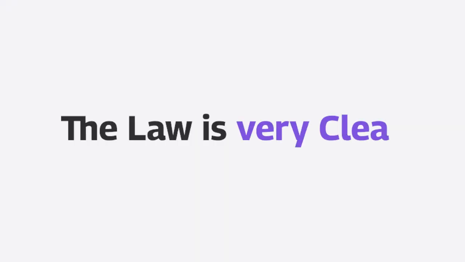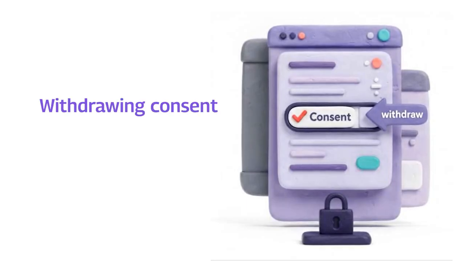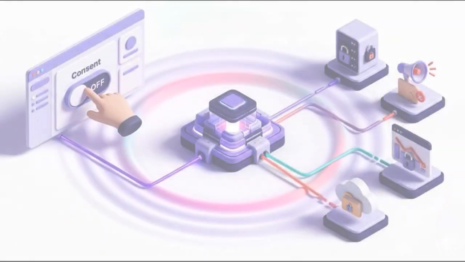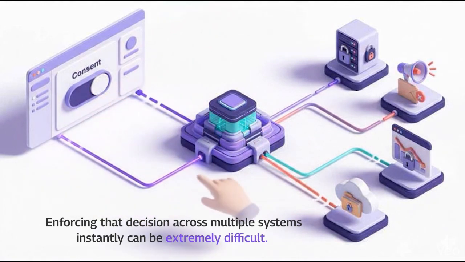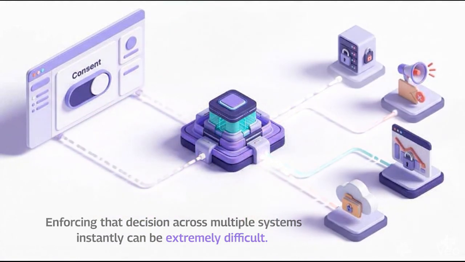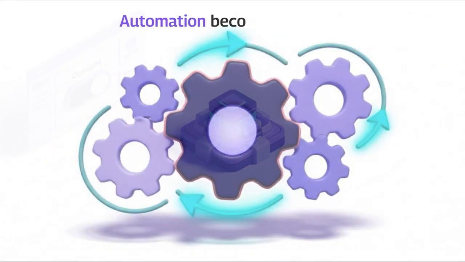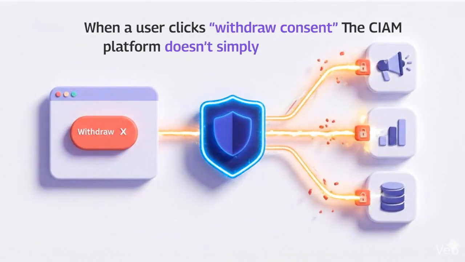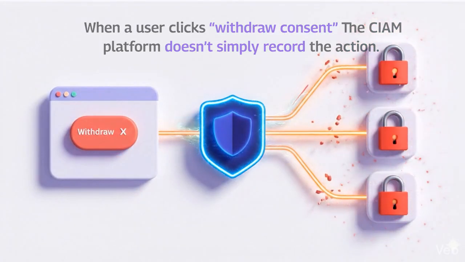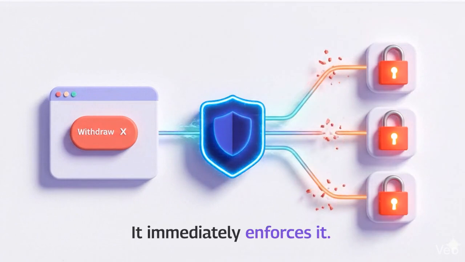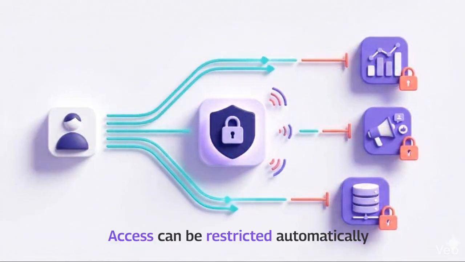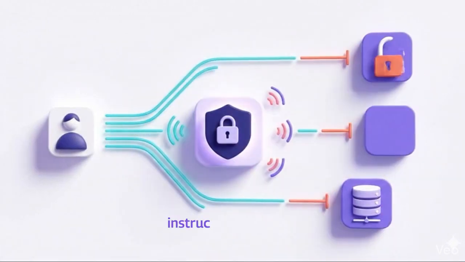Next comes the right to withdraw consent. The law is very clear. Withdrawing consent must be just as easy as giving it. For users, that's simple. But for businesses, enforcing that decision across multiple systems instantly can be extremely difficult. This is where automation becomes essential. When a user clicks Withdraw Consent in their portal, the CIAM platform doesn't simply record the action. It immediately enforces it. Access can be restricted automatically, and signals are sent across connected applications instructing them to stop processing that user's data.